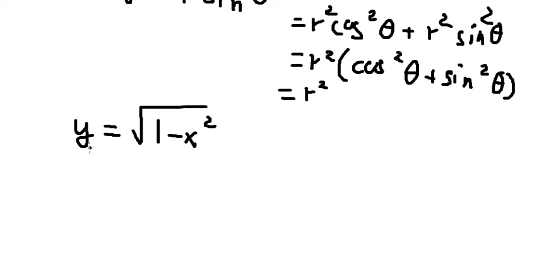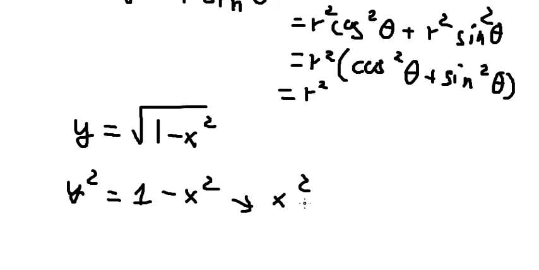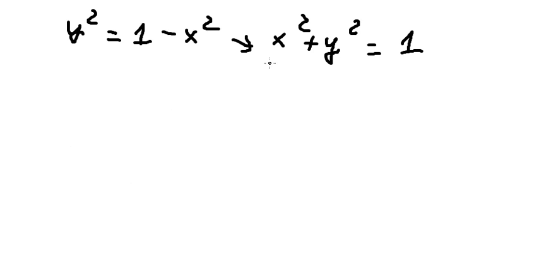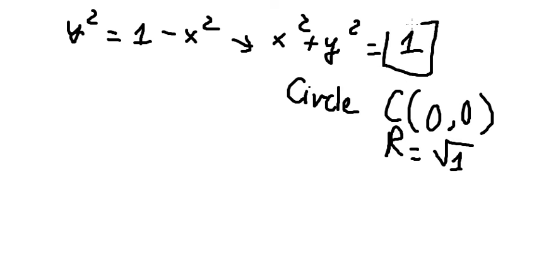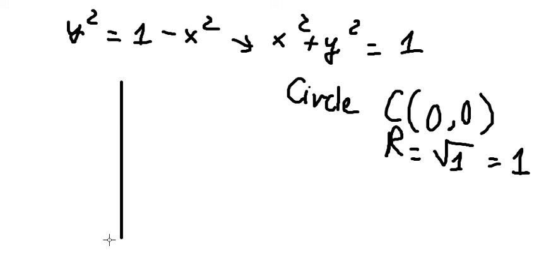Now if we put the power 2 on both sides, we have y squared equal to 1 minus x squared. We put this one on the left, you get x squared plus y squared equal to 1. And we know that this is a circle at the center (0, 0), and the radius is the square root of 1, so you get 1. Now we need to draw the region in here.